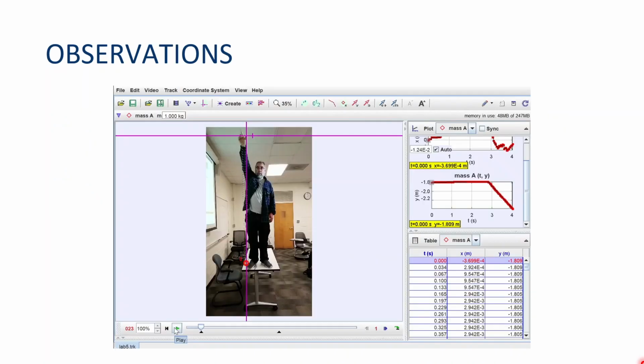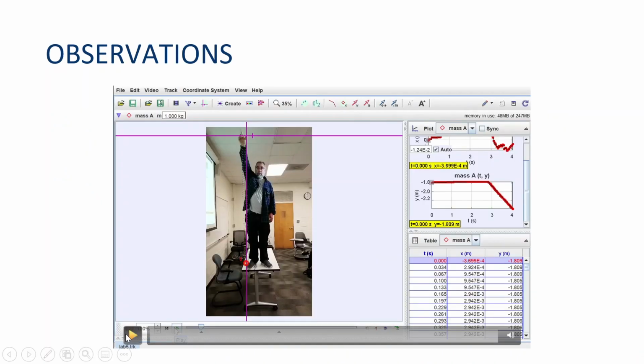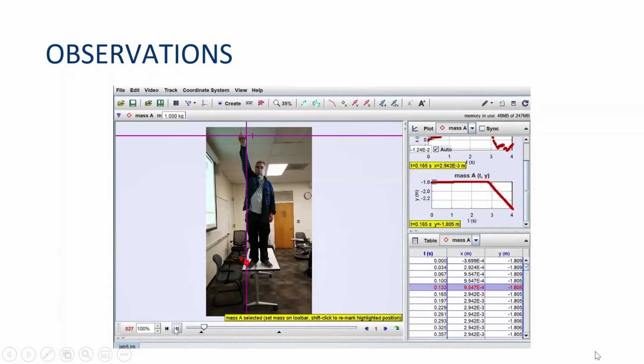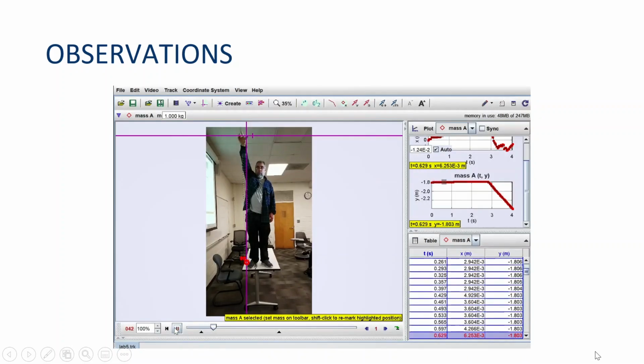Now on to our observations. We have our Slinky video loaded into Tracker. The origin is defined at the top of the Slinky, and the Slinky is being dropped in the negative y direction. We take this data created by Tracker to create our computational model.